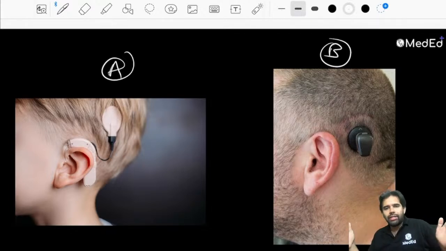So the ear is the one which had more images. Nose and throat and head and neck don't have too many images. We'll be able to finish it very quickly.